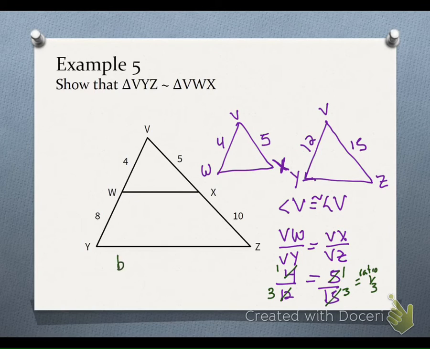So by side angle side, we know that triangle WVX is similar to triangle YVZ. And again, I just started here. We know that these two angles would have to be the same, so they're going to be congruent, and then I worked my way around. That way you see how I'm naming it.